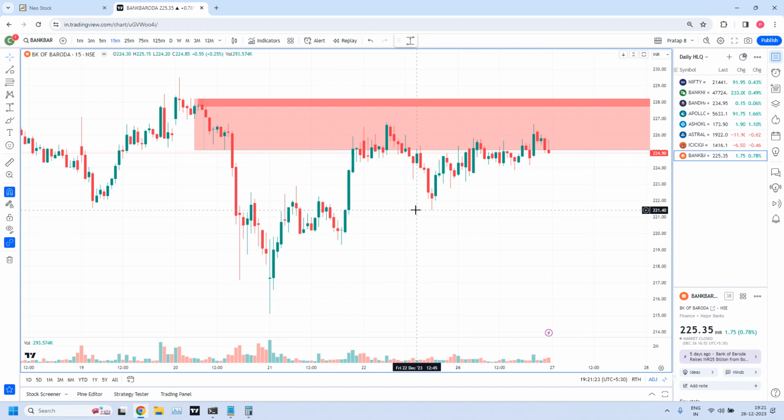If Bank of Baroda displays on the 75 minutes time frame, this is the 75 minutes time frame zone. In a few minutes we will be generating the reports, and if it displays in that report, you can consider it. If it does not display, you cannot consider this stock for tomorrow's trade. Even if you consider it, we can't guarantee whether it will work or not.